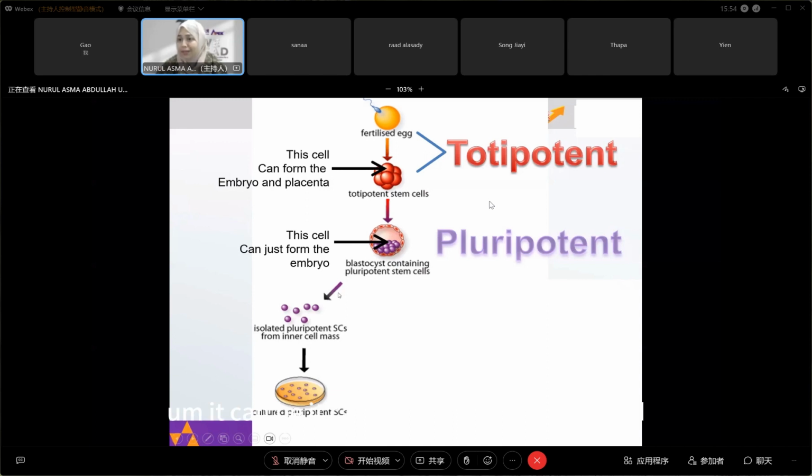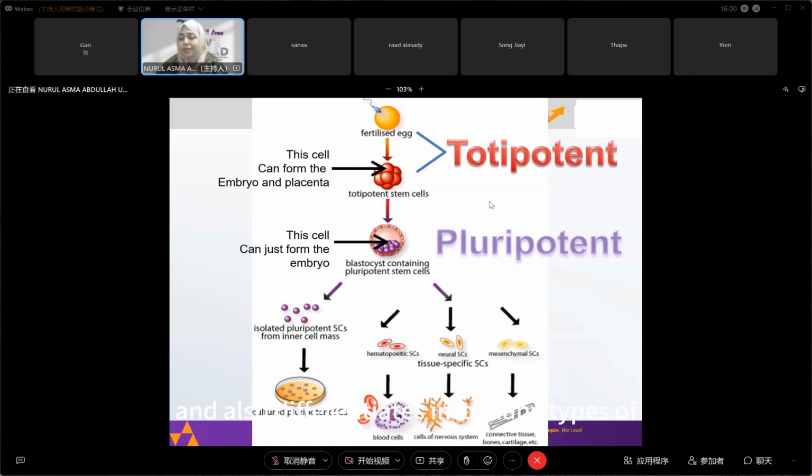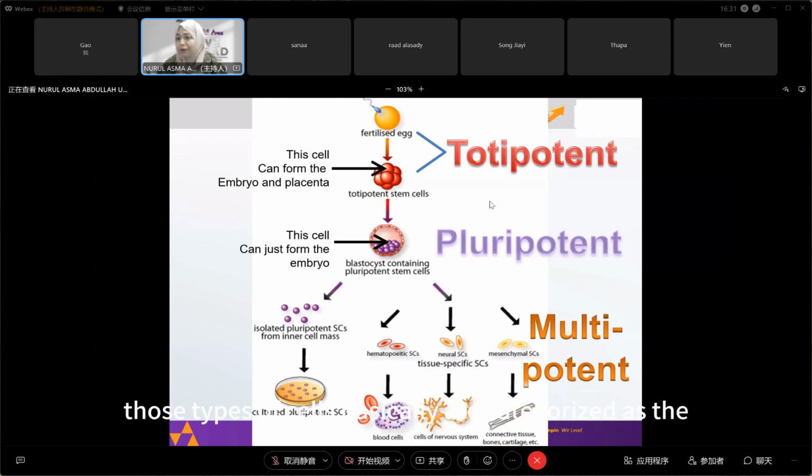The pluripotent stem cells can be isolated and cultured, which I will explain later, and also differentiated into many types of somatic cells: hematopoietic cells, neural stem cells to produce neurons, mesenchymal stem cells to produce bone cells, connective tissue, cartilage, all sorts of the human body, and those types of cells are categorized as the multipotent stem cells.